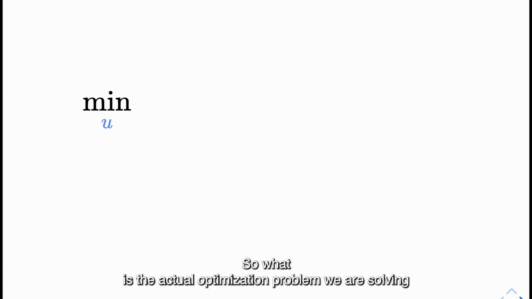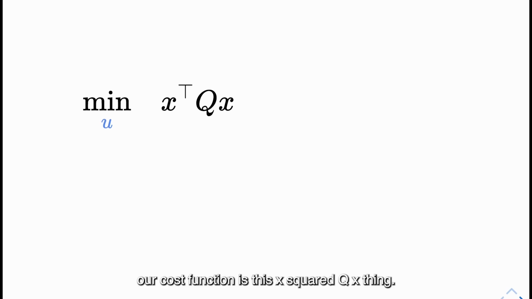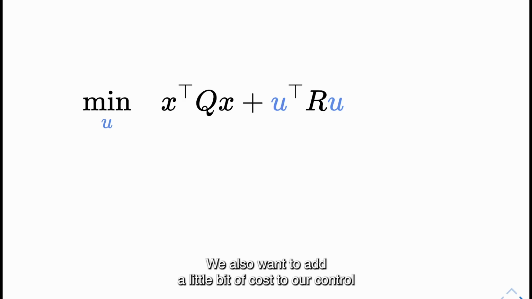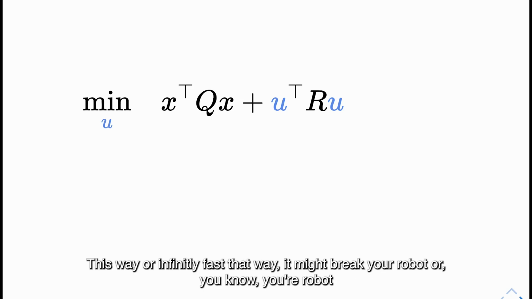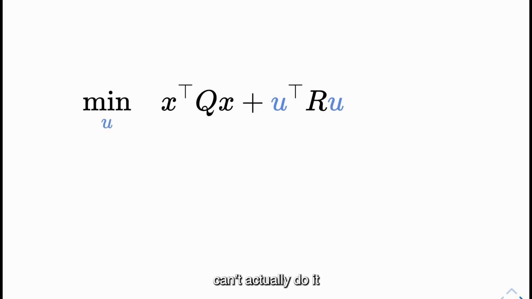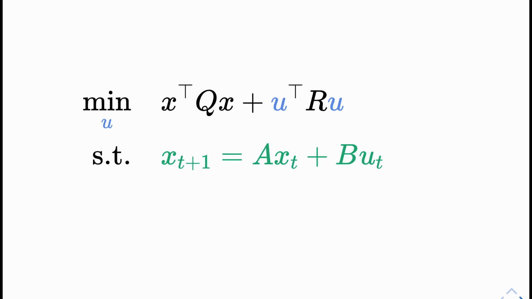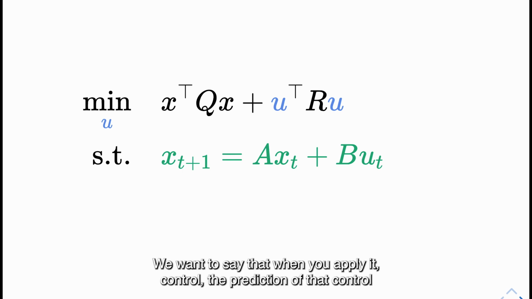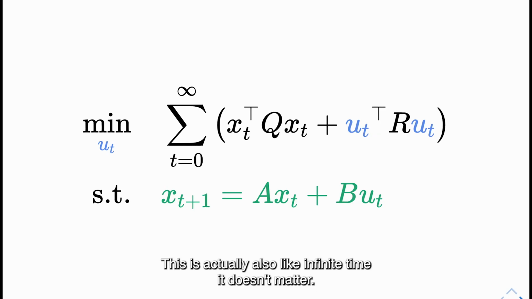So, what is the actual optimization problem we want to solve? Let's start with the decision variable. We can control the force this way, force that way. Our cost function is this x squared Qx thing. Just imagine the bowl. We also want to add a little bit of cost to our control, because we don't want to say, move infinitely fast this way, move infinitely fast this way, you might break your robot, or your robot actually can't do it. And then let's use that linear model we just came up with. We want to say that when you apply a control, the prediction of that control is going to be defined by that A and B linearization. And critically, this is also infinite time.